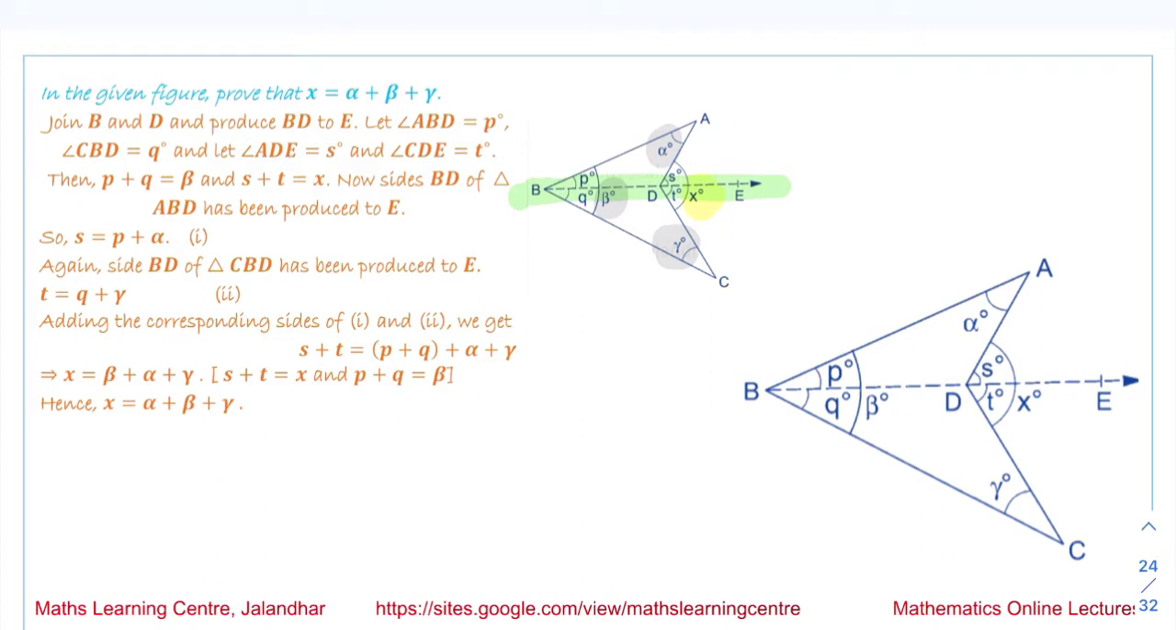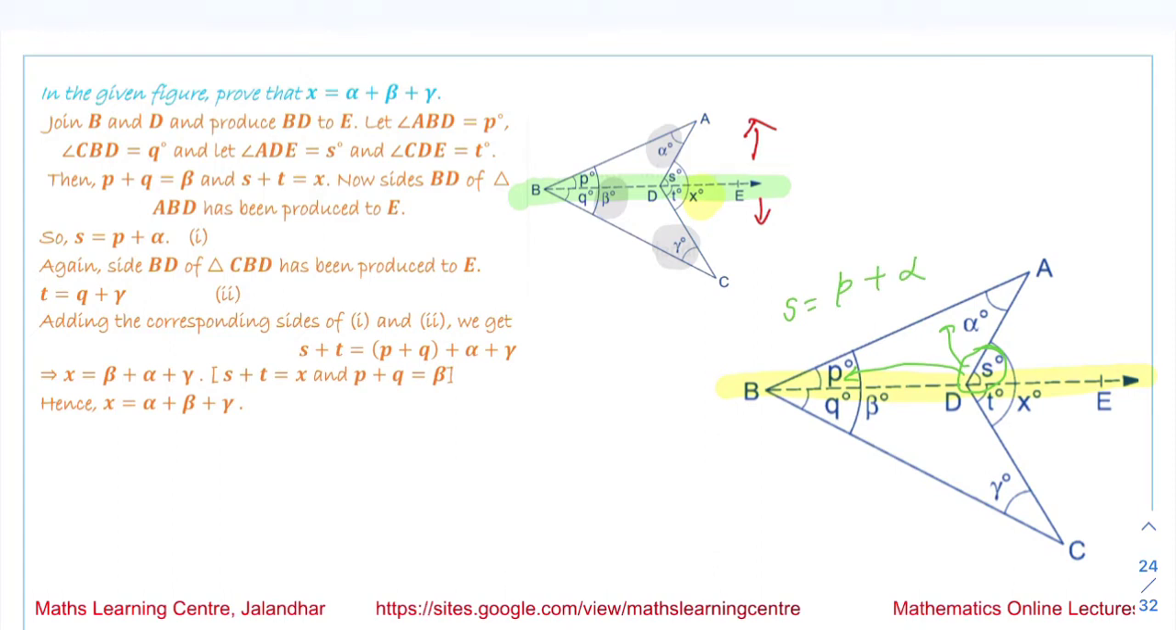Now basically what we have done is divide the whole figure into two triangles. One is this upper part and second is this lower part. If I look at the upper part, this is the line given over here and we are talking about the triangle on the upper part. This angle S is the exterior angle and it is the sum of the interior opposite angles. So the value of S will be equal to P plus alpha.